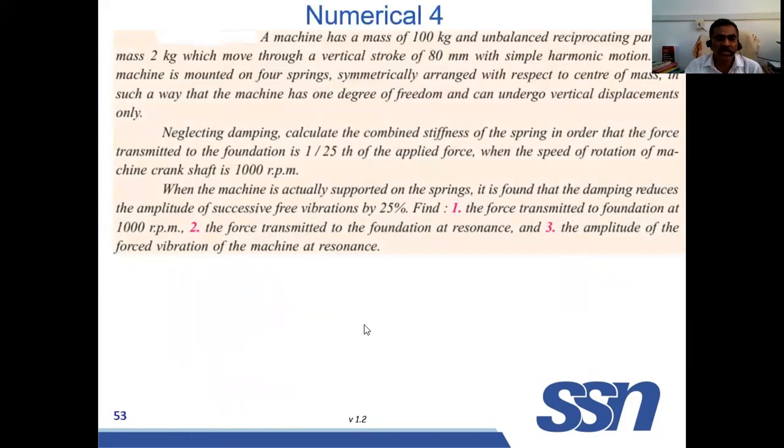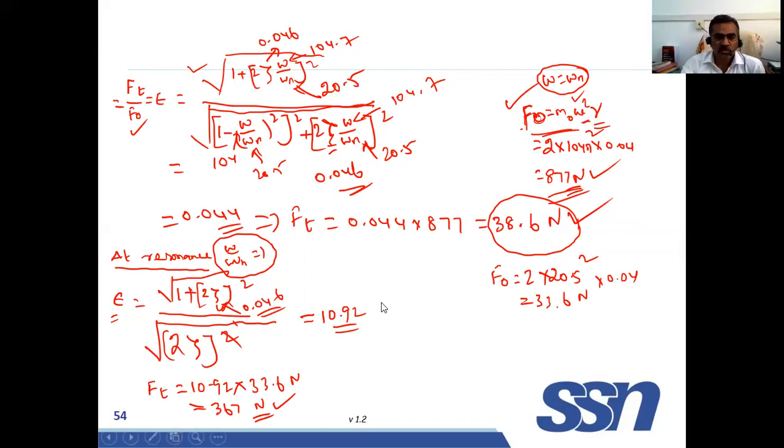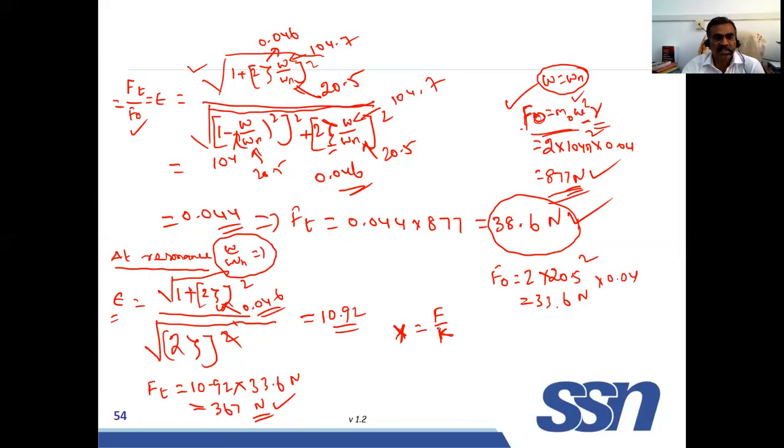Finally, you have to calculate the amplitude of forced vibration. To calculate the amplitude, we know amplitude X is equal to F by K. If you put Ft by K, that will give the maximum deflection, that is the amplitude of forced vibration. So the value of Ft is 367, divided by K.